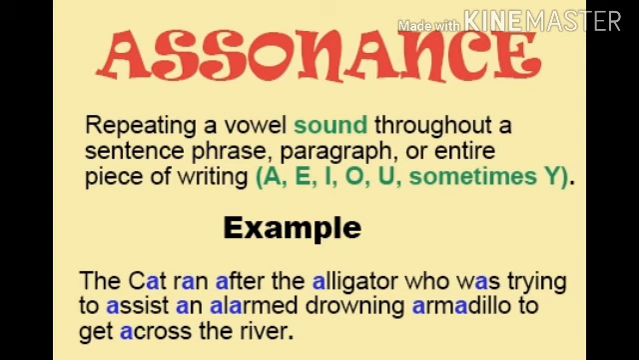Students, here you can see that we have highlighted all the vowels used here. This is what our assonance is. Assonance is repetition of vowel sound throughout a sentence, phrase, paragraph, or entire piece of writing. A, E, I, O, U. These are our vowel sounds. I hope this point is clear, and again we are concerned with sound and not with the written letter. I hope this point is clear.